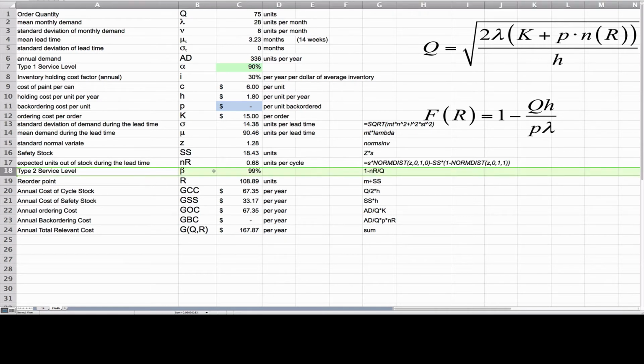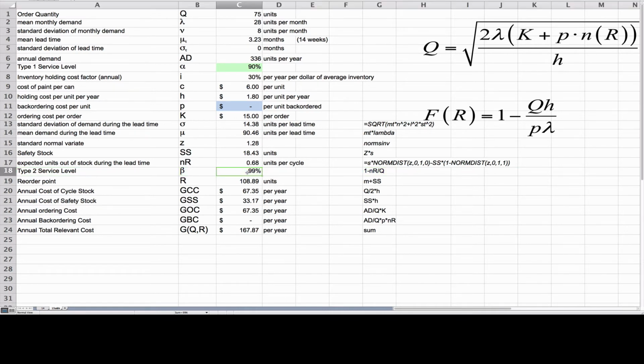And the question simply is, what is the fill rate actually achieved when we define the policy as requested in part A of the question? Well, this is easy to answer. In fact, I can just read it right here. You see the fill rate obtained with a Q of 75 and an in-stock service level of 90% is equal to a 99% fill rate.